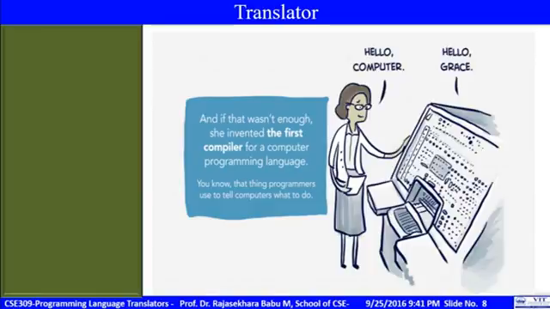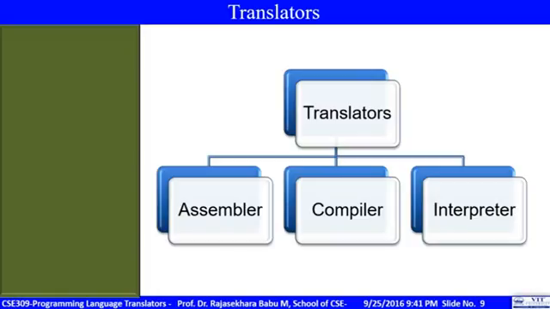There are three different types of translators. We can call them assembler, compiler and interpreter. Before going to discuss them, we must know how to process a file, how to compile a file, and what the compilation process is. This is what we need to know before that.